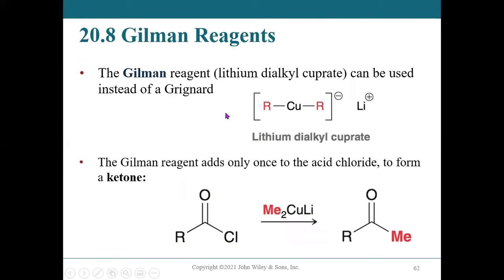The Gilman reagent, lithium dialkyl cuprate, can be used instead of the Grignard. So this is an example of a generic formula of lithium dialkyl cuprate. The Gilman reagent adds only once to the acid chloride to form a ketone. So we kind of waste one of the methyl or the alkyl groups.